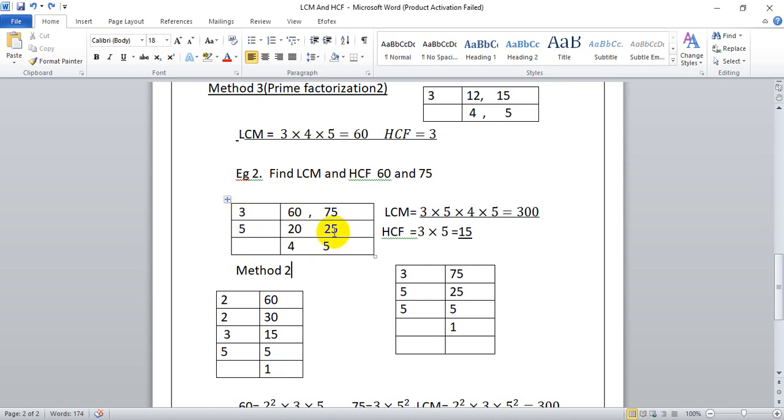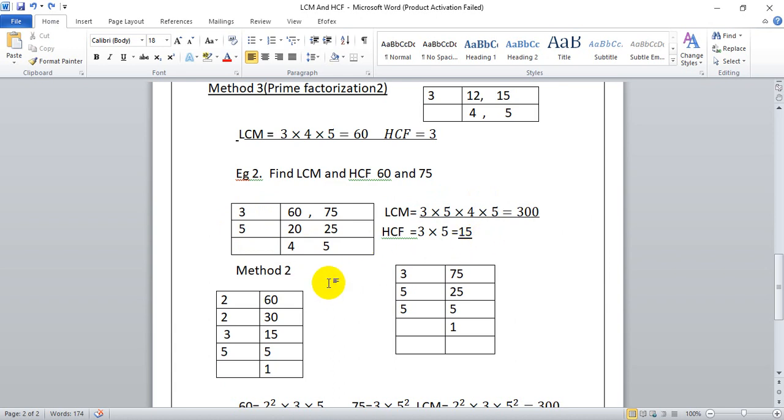Again 20 and 25 both are divisible by 5. 20 divided by 5 is 4. 25 divided by 5 is 5. Finished. So for LCM, 3 times 5 times 4 times 5, 300. And for HCF, take only the common, 3 times 5 equals 15.